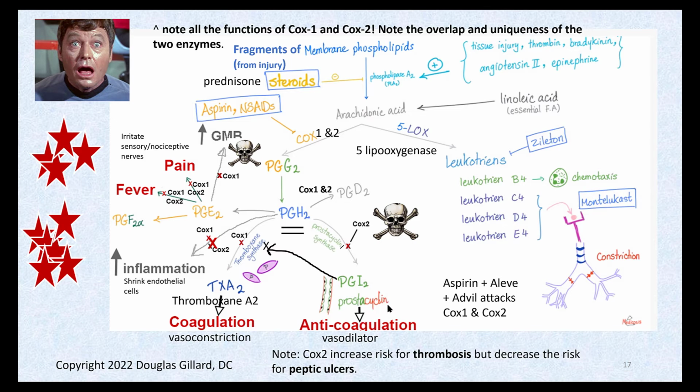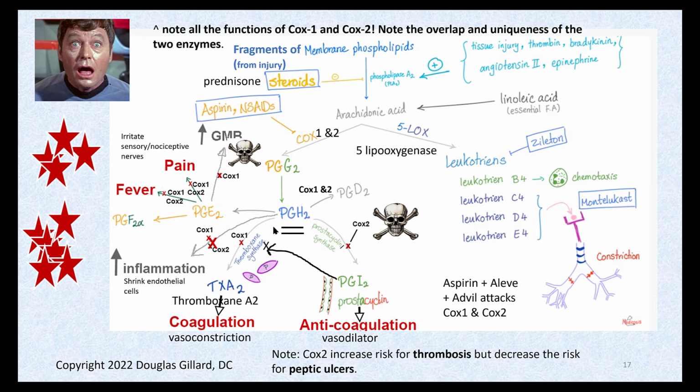That's why you have to stop all COX-1 inhibitors before a surgery, because you will bleed. Why? Because the thromboxane A2 is going to have trouble being produced if you're on COX-1 inhibitors.